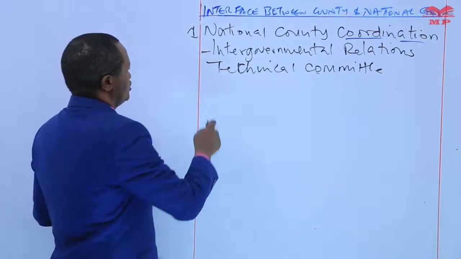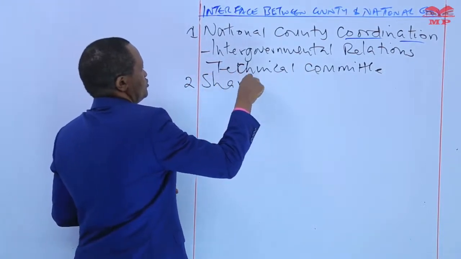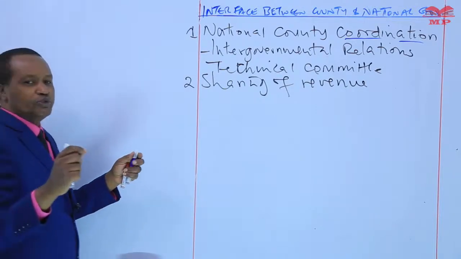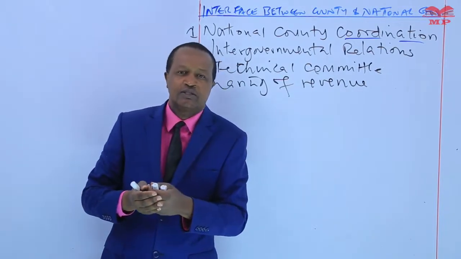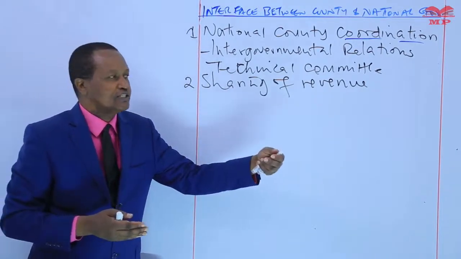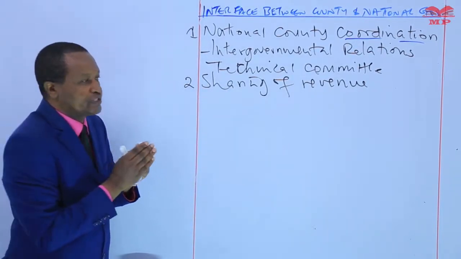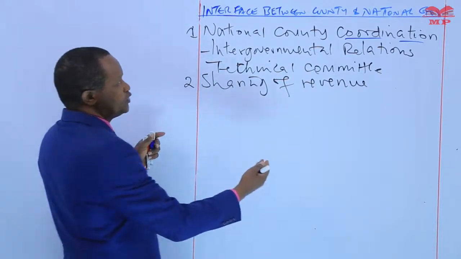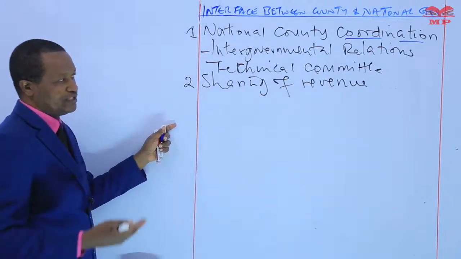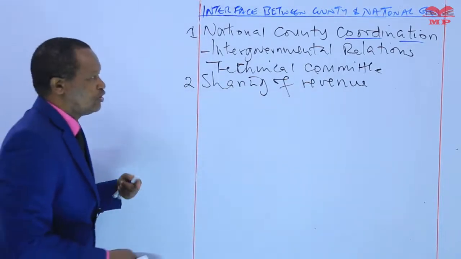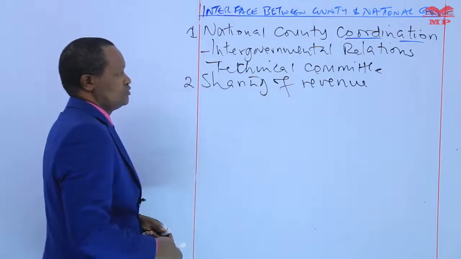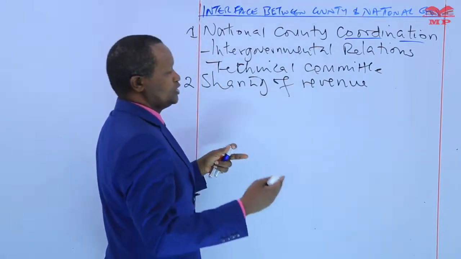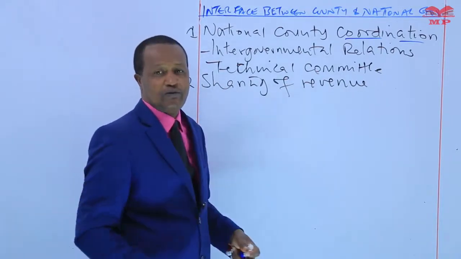Number 2, sharing of revenue. The Constitution provides for a revenue sharing formula between the national and the county governments, with the national government providing funds to the county governments to support their operations and the provision of services. That is another mechanism for interface between the national government and the county governments. Revenue that is collected at the national level is expected to be shared between the national government and the county governments.